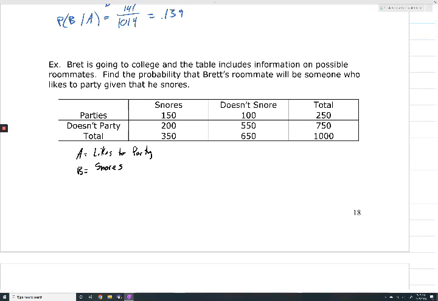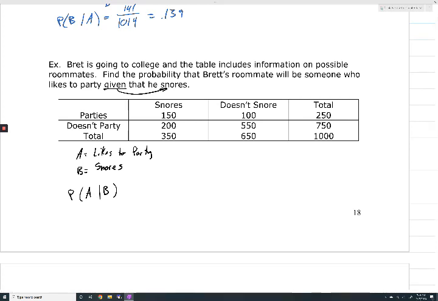So first let's set up our probability statement. Our probability statement is that P, this thing here, that is a probability statement once we fill it in. So which piece of that is given? Do we know that he likes to party or do we know that he snores? Given that he snores, so we know that B is given and we're trying to find the probability of A. So probability of A given B.